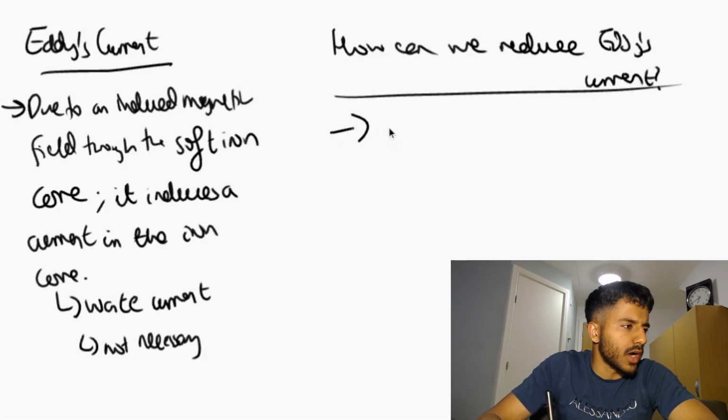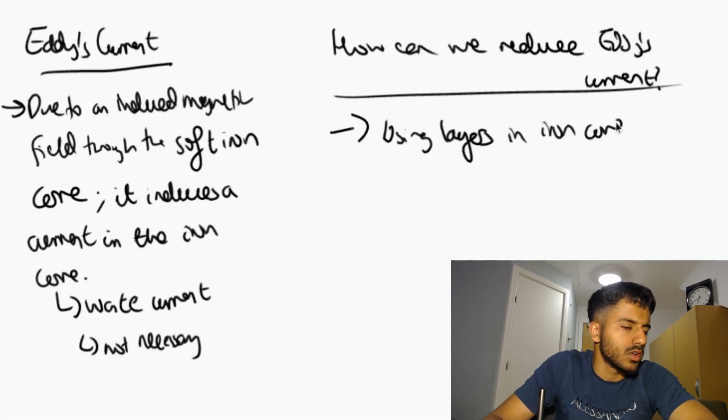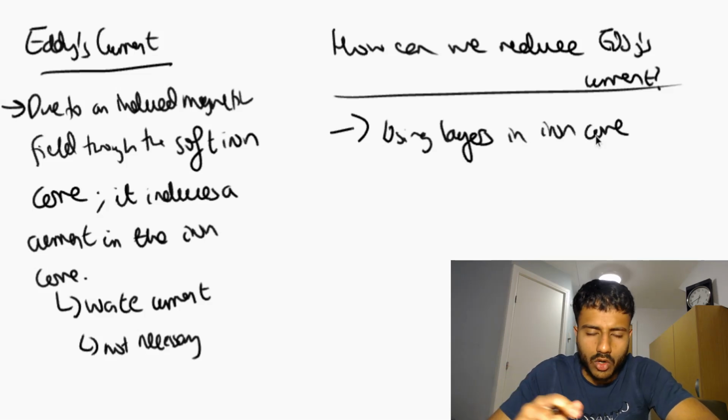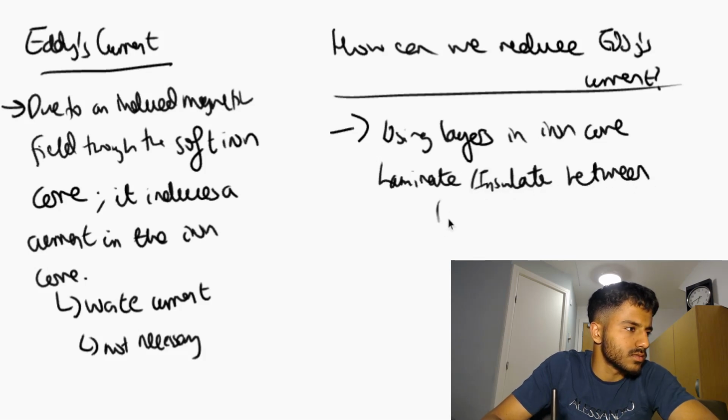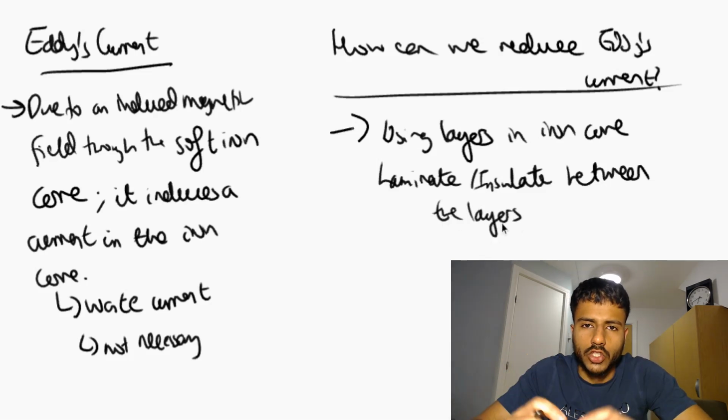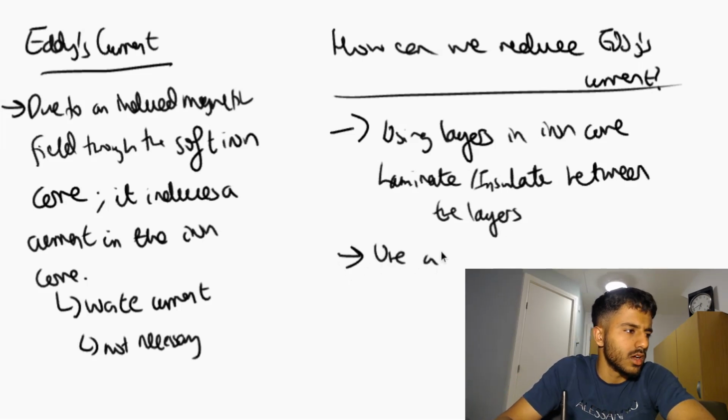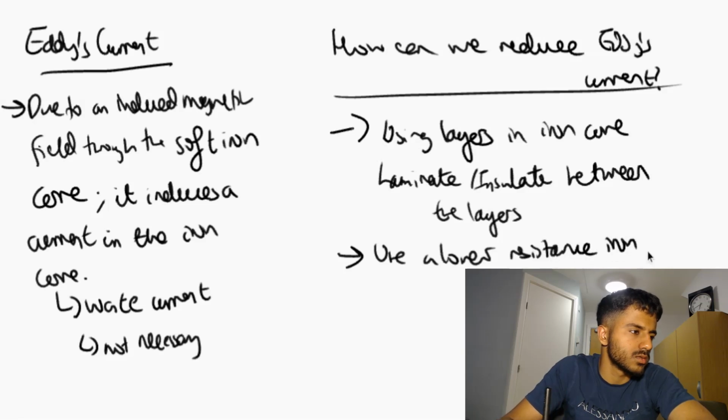Well, the main way is by using layers in our iron core. And what you do is you basically cut the iron core into layers and then laminate or insulate between the layers. Now, this minimizes and reduces the effect of eddy currents. And obviously, what you could also do is use a lower resistance iron core.